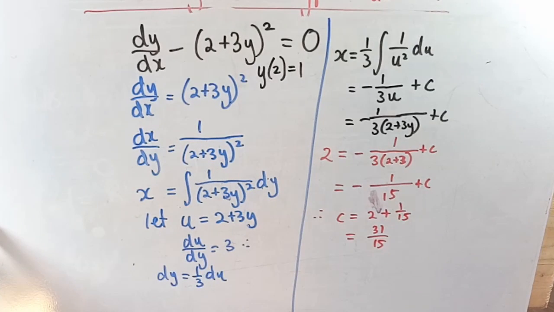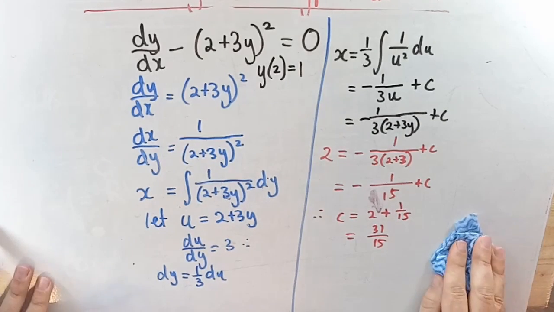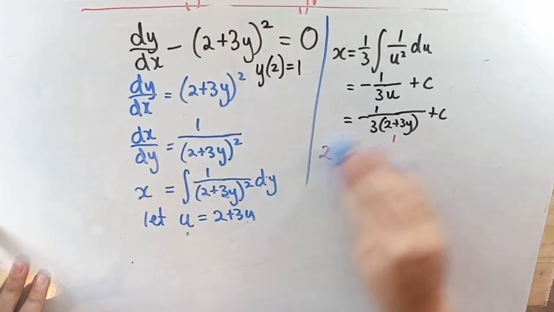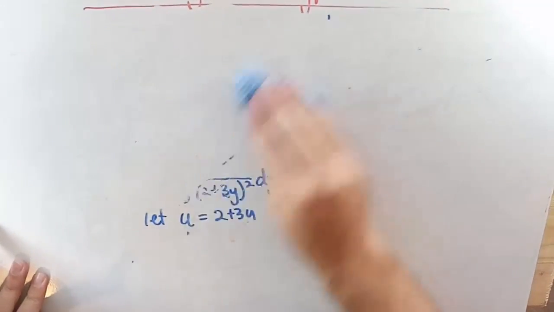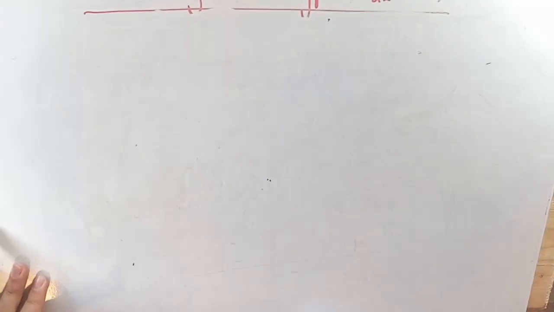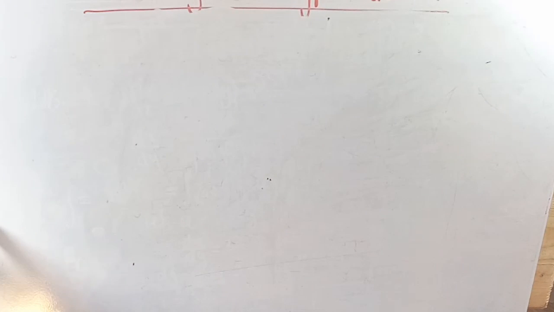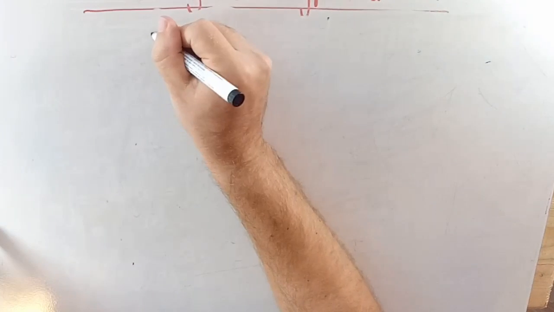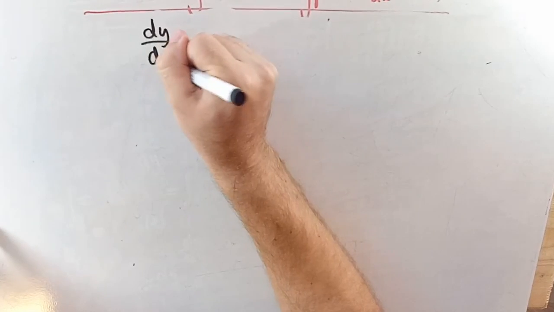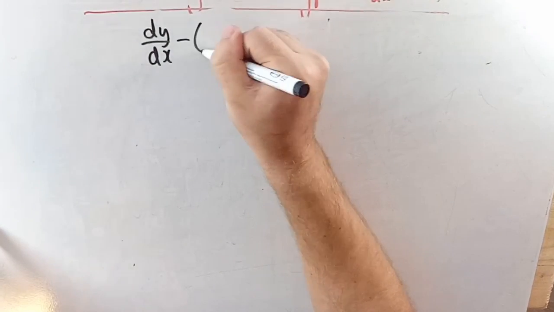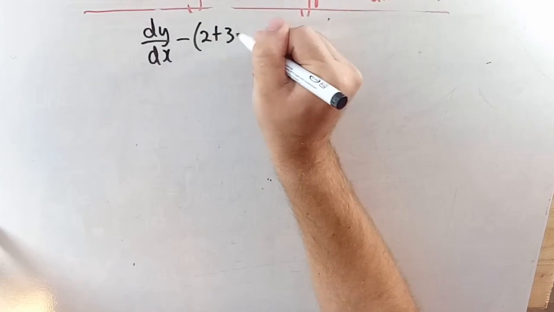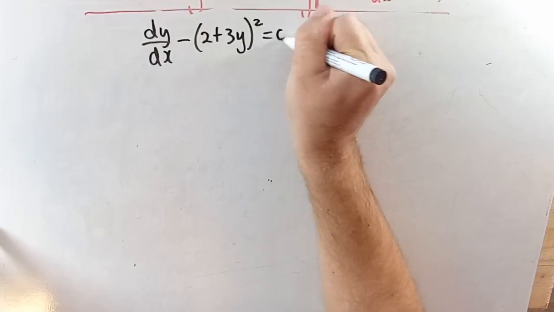Okay, so we've got our c. I'm going to rub some of this out. It's running out of room. And we need to rearrange now for y. So make y the subject. Oh, rubbed out my differential equation. Oh, well, no matter. Okay, so the solution, I'm going to rewrite it out. It's dy/dx minus (2 plus 3y) squared equals 0.